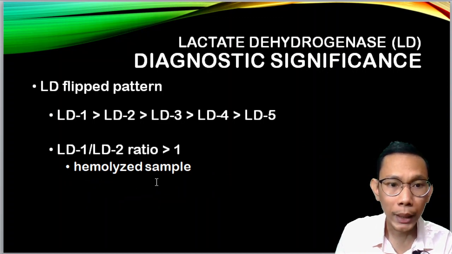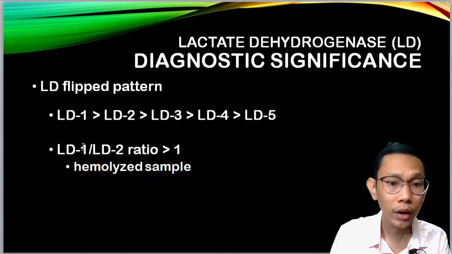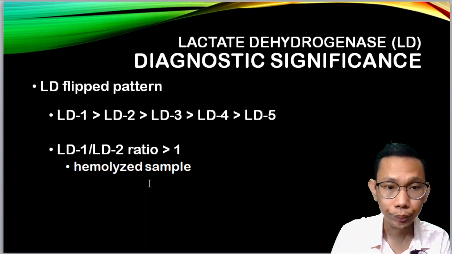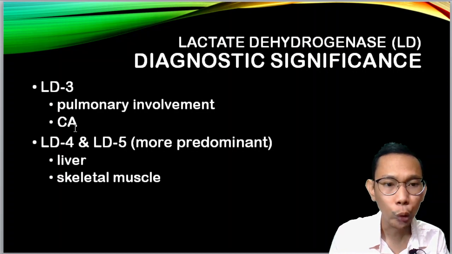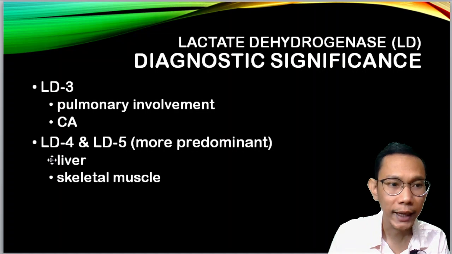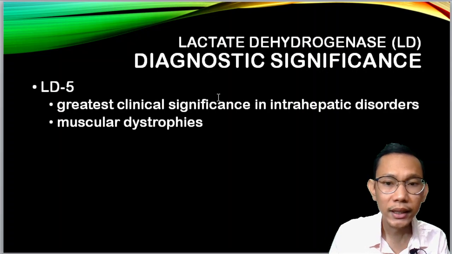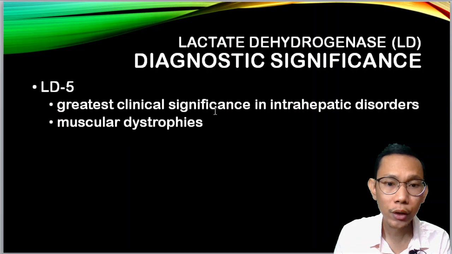So your LD flip pattern, once your LD1 to LD2 ratio is greater than 1, is also indicative of a hemolyzed sample. That is why you need to recollect the blood sample. LD3, pulmonary involvement and even your carcinoma. LD4 and LD5, more predominant in the liver and your skeletal muscle. LD5's greatest clinical significance is in your intrahepatic disorders and again, your muscular dystrophies.